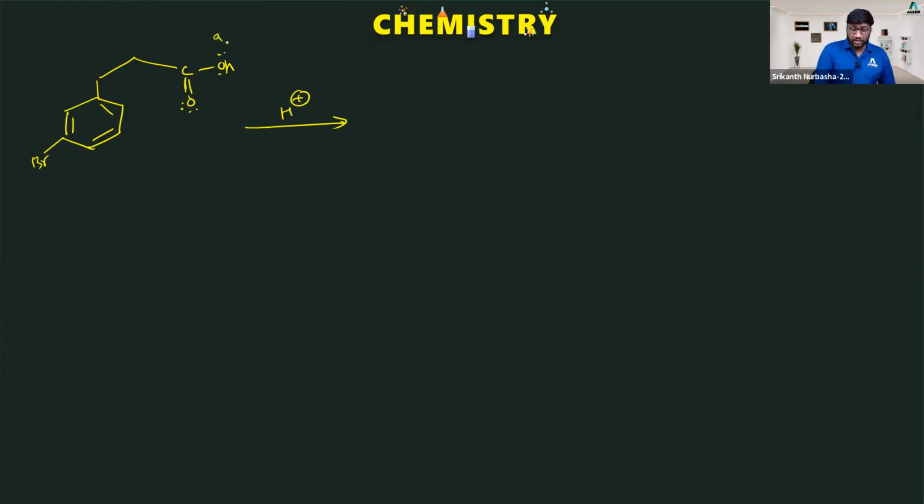Two oxygens are there, oxygen A and oxygen B. Which one attacks? A. Why not B? B will not attack, because the lone pair of electrons present on oxygen A are in resonance with the C double bond pi electron density. Yes or no? Yes, sir. So B will try to attack, and we will be getting this particular compound.